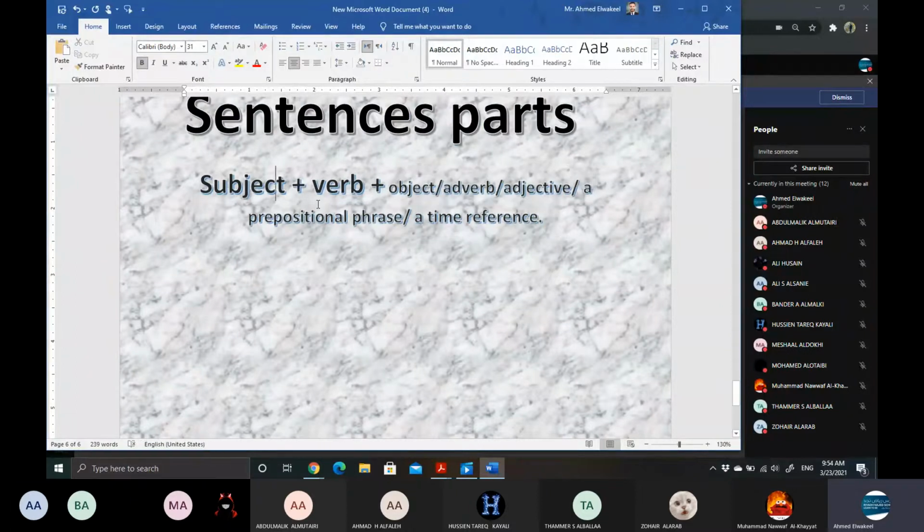So to change or to alter or to vary the sentence beginning, you simply need to start with one of these. And just as we have studied before, the only reason to change the sentence beginning is to add emphasis on the part that you are starting with. So can anyone give me a complete sentence containing, for example, a prepositional phrase or a time reference?